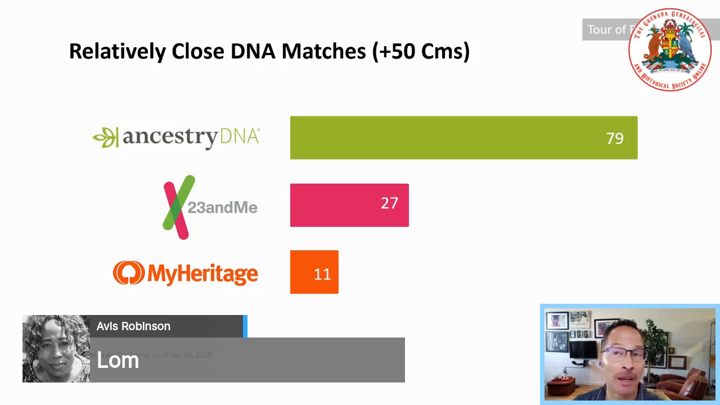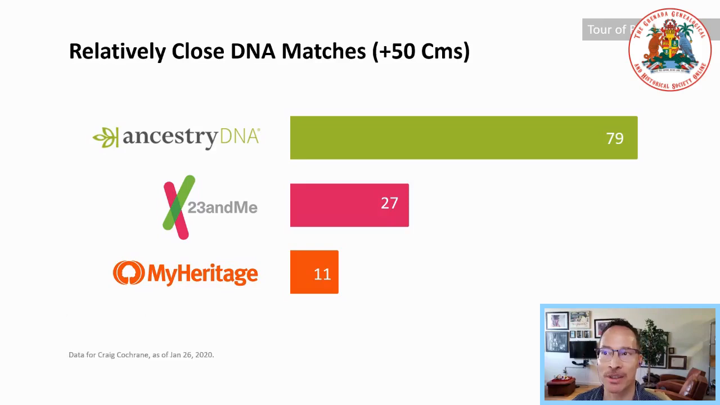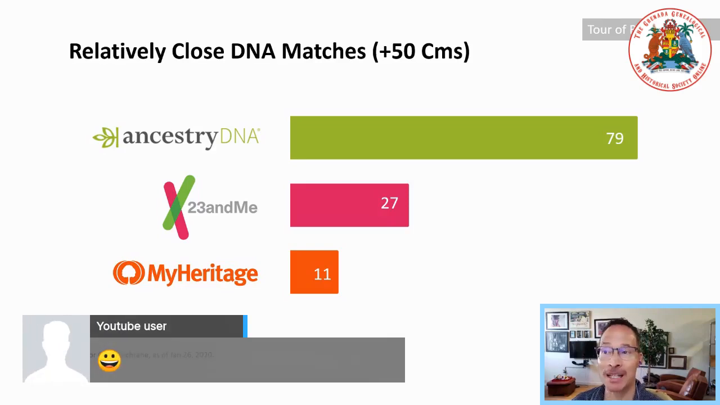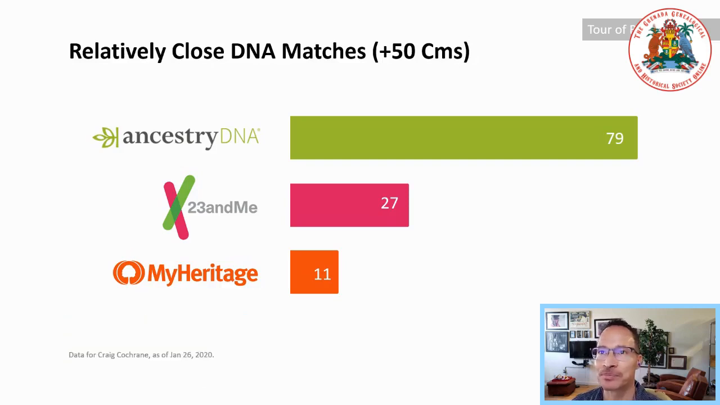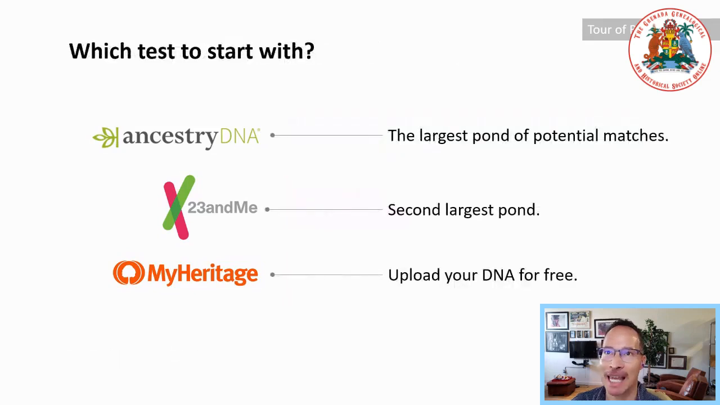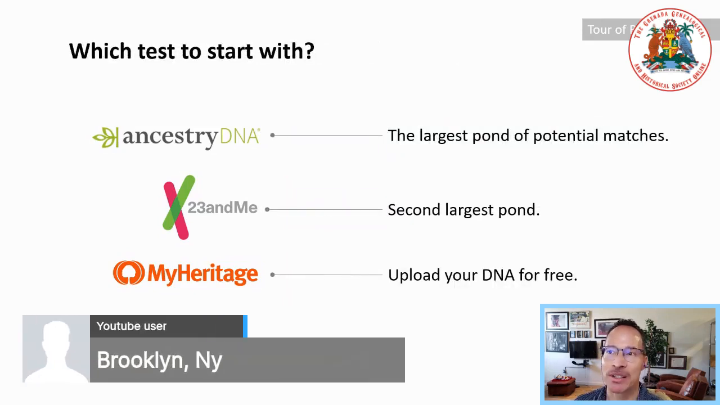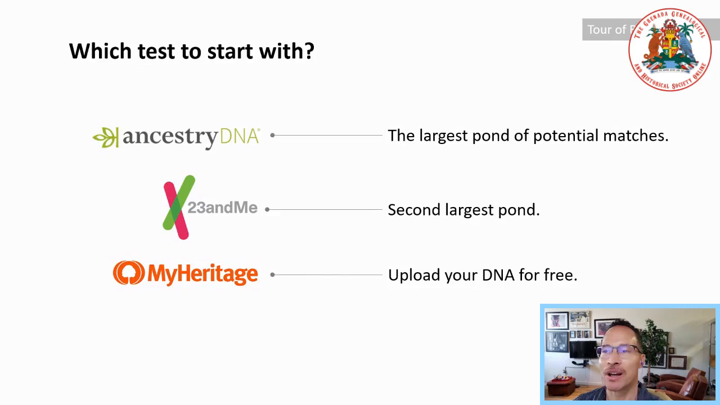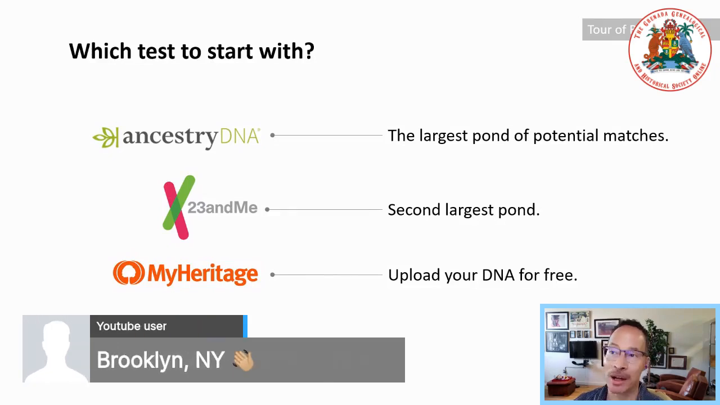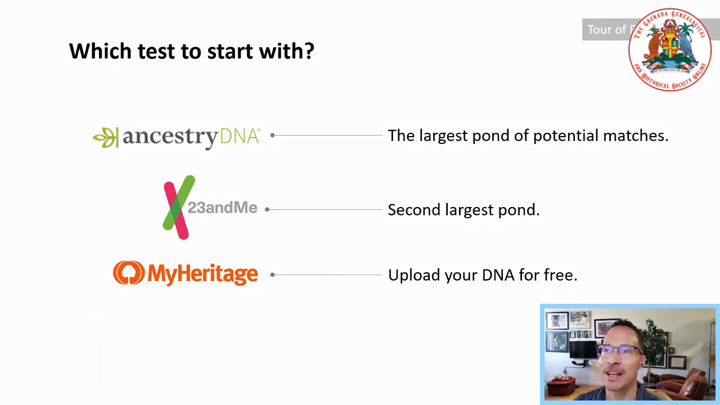So as you can see, for me on Ancestry, I have about 4 times as many matches that are this close on Ancestry than I do on 23andMe. And I have about 8 times as many on Ancestry as I do on MyHeritage. All of this is to say Ancestry is the largest pond. And if you are trying to build your tree and use genetic genealogy, you need to fish in the largest pond. So I heartily recommend beginning with Ancestry.